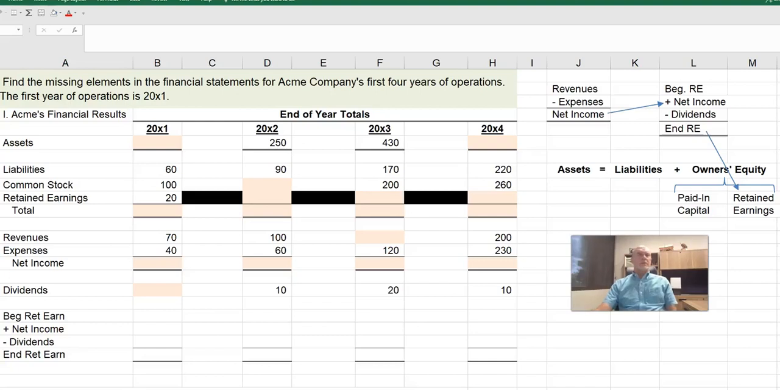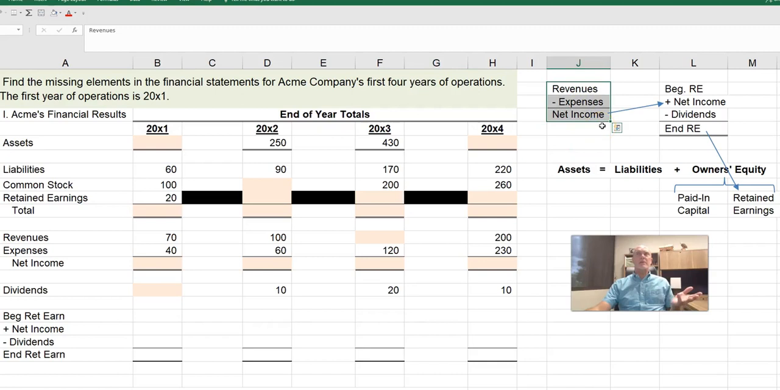Okay, in this short video, I want to emphasize financial statement relationships. In other words, how do the financial statements fit together? Over here to the right, I have a summary of the financial statements, the formulas for each one. Here's the income statement. Revenues minus expenses is net income.